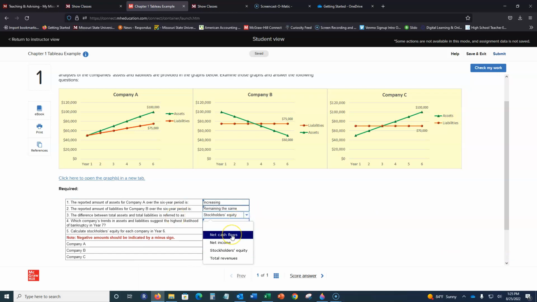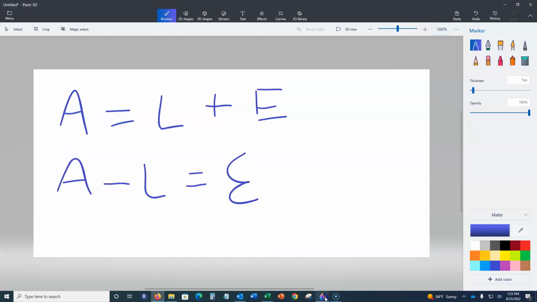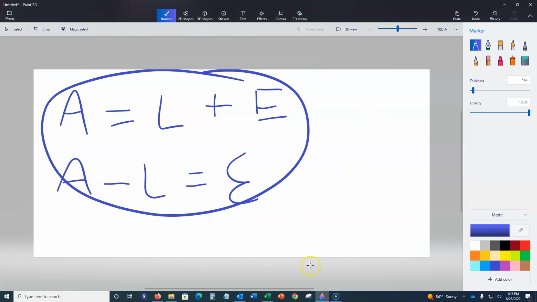We know it's not net cash flows. This has nothing to do with cash. It's not net income, because net income is revenues less expenses. And it's not total revenues, because total revenues is simply the amounts that you recognize for providing goods or services. So we know it's stockholders' equity. Also, we know it's stockholders' equity because we did this fun little experiment right here, right?